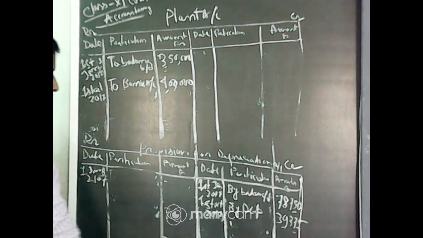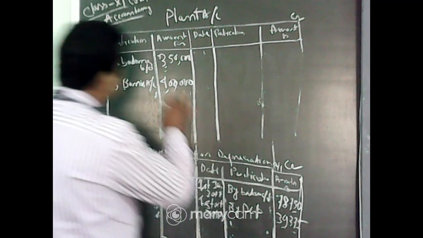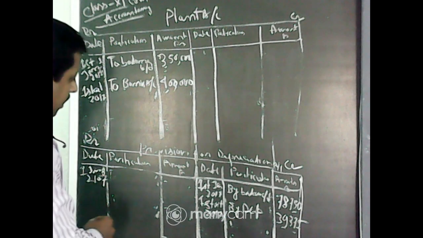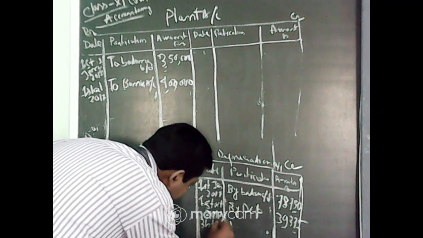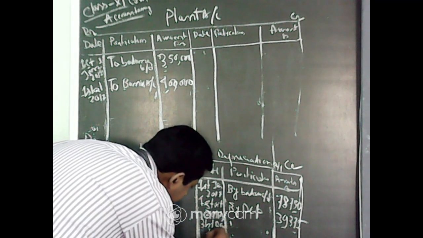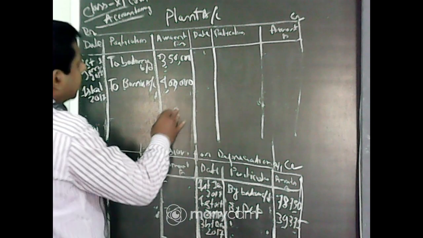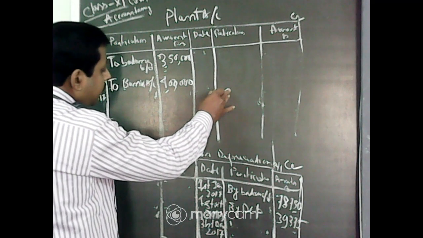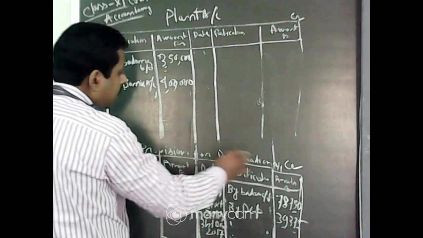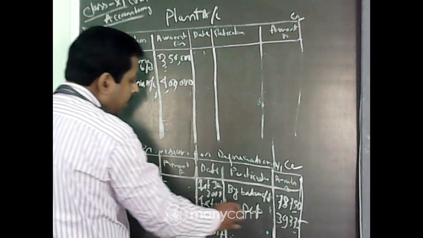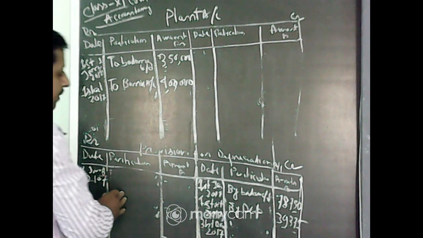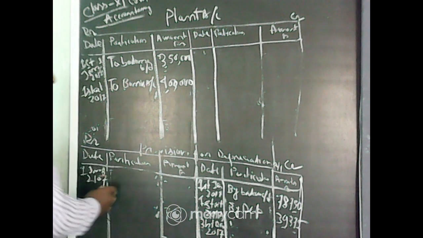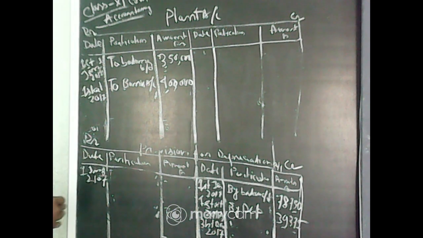So when you charge this 4 lakh depreciation at the end of the year, that is 31st December 2017, we are not charging any depreciation in plant account. In case of provision for depreciation account, we are maintaining it and we are charging all the depreciation to that account, and we are transferring this accumulated depreciation to depreciation account. Then after depreciation account, it will transfer to profit and loss account.